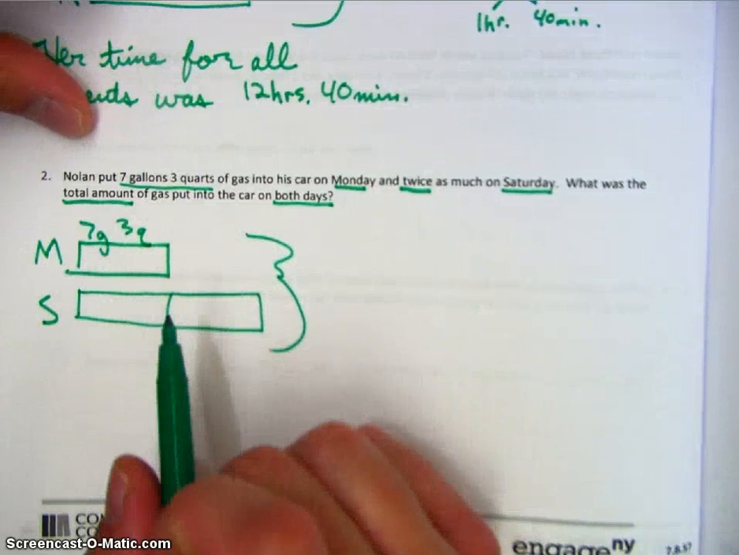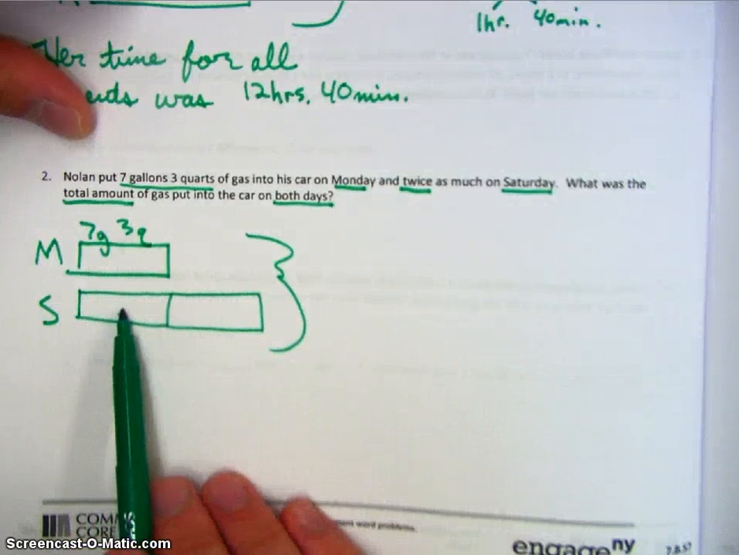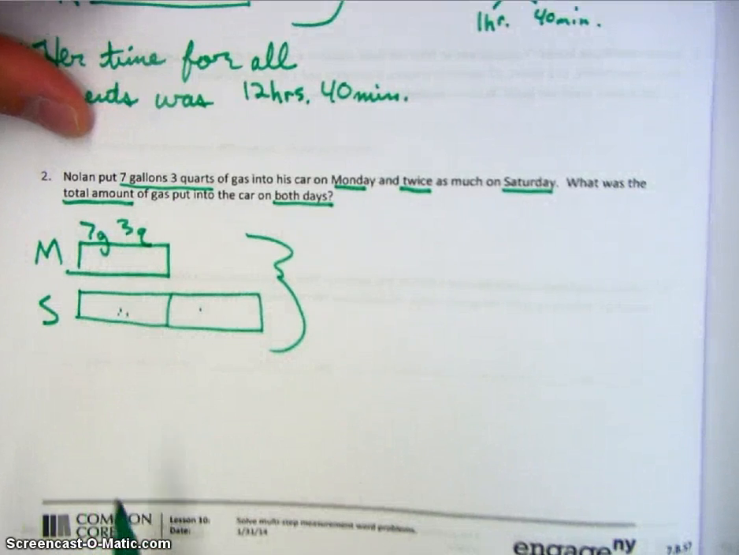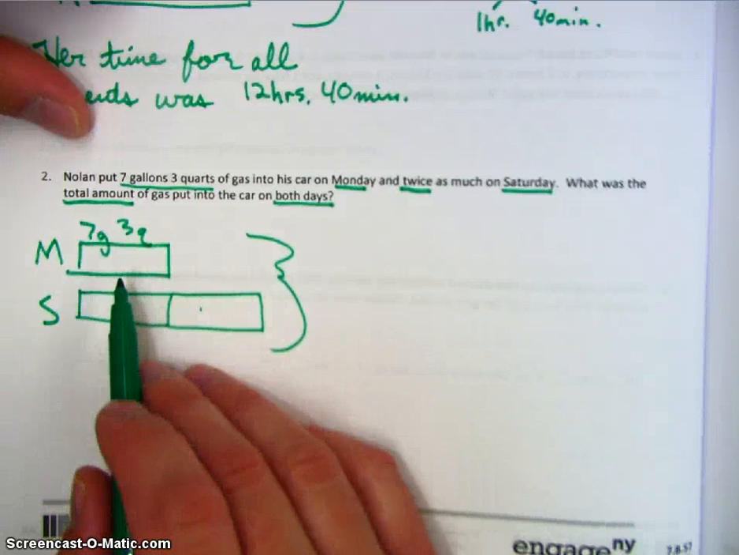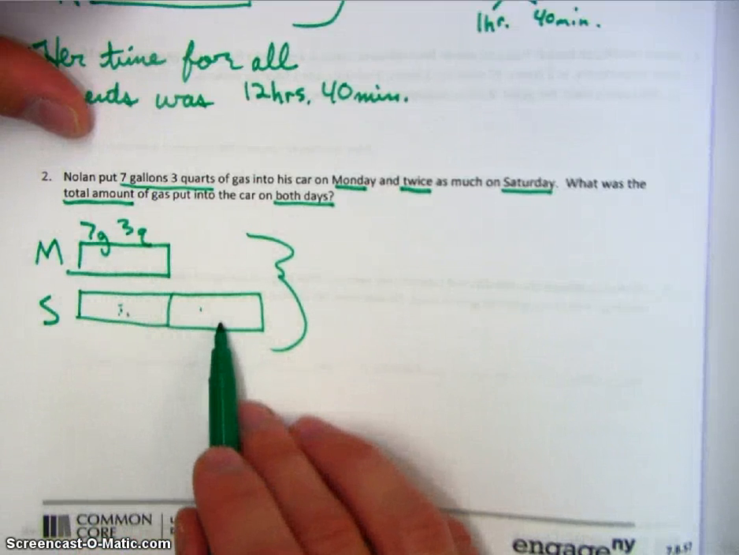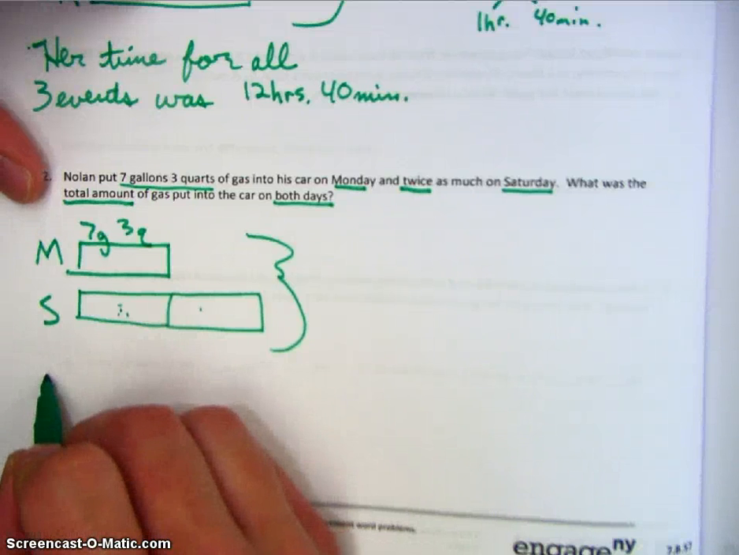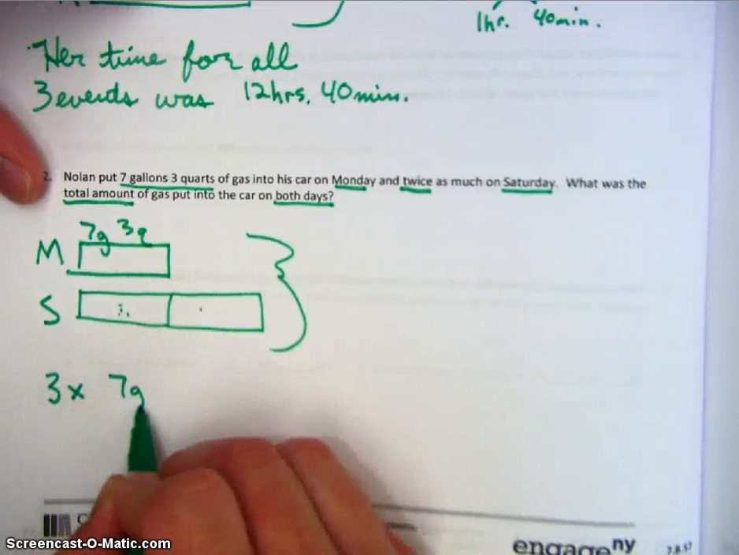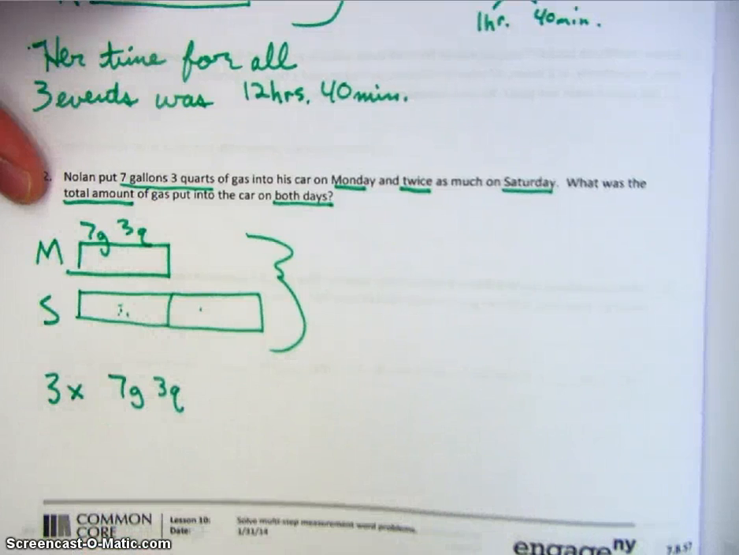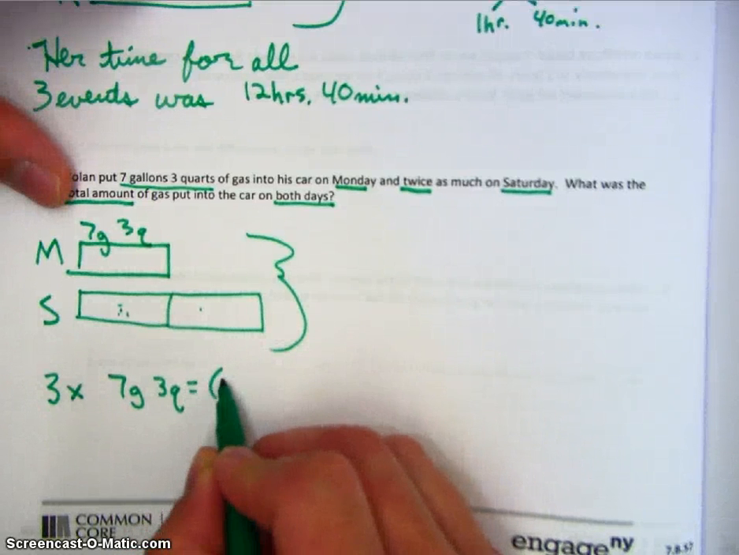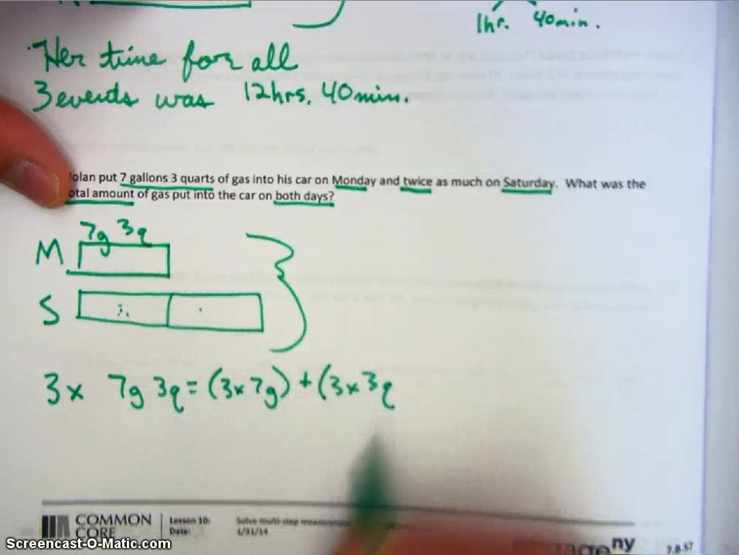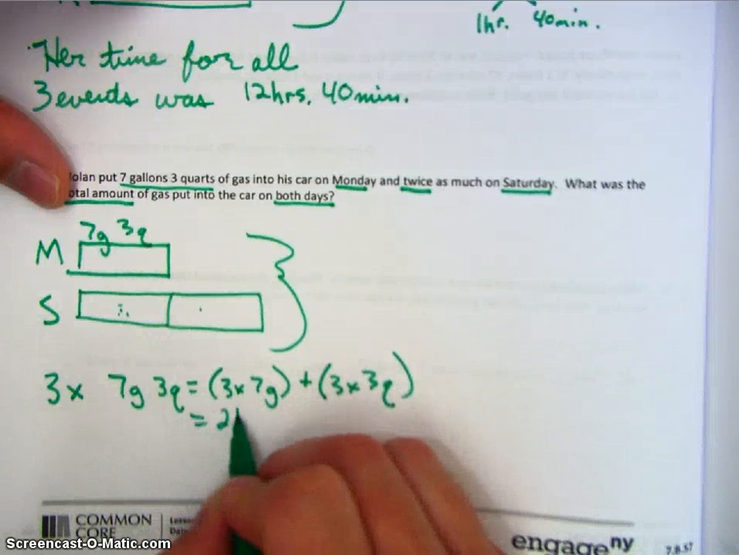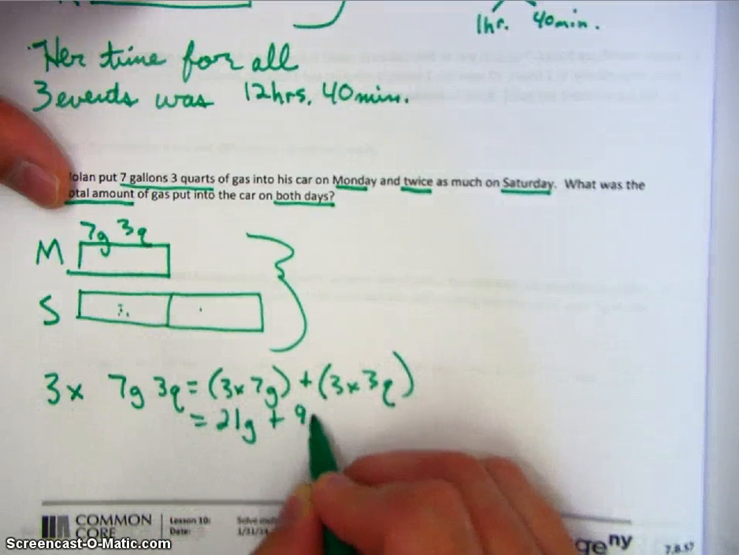Now one of the things we notice is that Saturday has 2 sections the same size. So we don't need to find Saturday and then add to Monday. What we can actually do is save us a step and just notice that we have 3 bars that are the exact same length. So to find our total here, we can do 3 times 7 gallons and 3 quarts. We can just multiply that by 3 to get our total for both days. So that's 3 times 7 gallons plus 3 times 3 quarts, which gives us 21 gallons and 9 quarts.